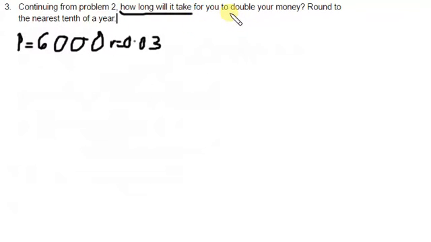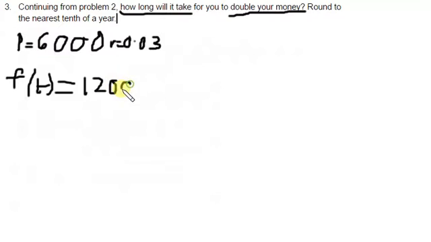But we do know the target amount. We want to double the money, or double our principal. So we know that f of t will be equal to twice the principal, or $12,000. And we can write the equation on the right hand side: the principal, $6,000, times e to the rate, 0.03, times the time, which we are trying to solve for.